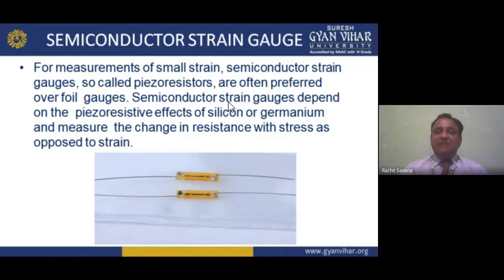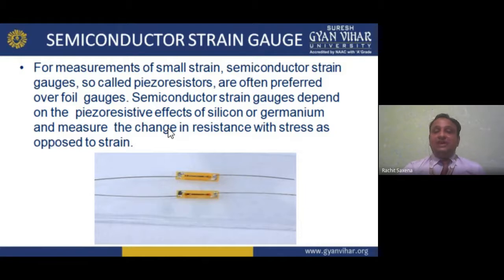Semiconductors we can make with N or which type? P type. N and P type. Holes are the majority in P and electrons are the majority in N. For measurement of small strain, semiconductor strain gauges, so-called piezoresistors, are often preferred over foil gauges. Instead of foil gauges, nowadays we are using semiconductor strain gauges. It looks like this, a simple picture given to you.